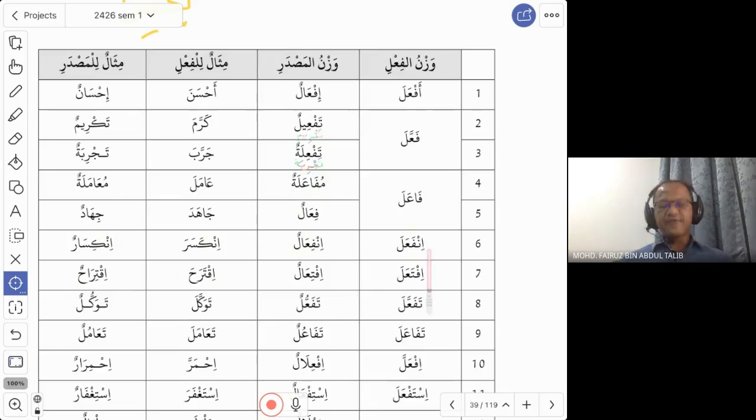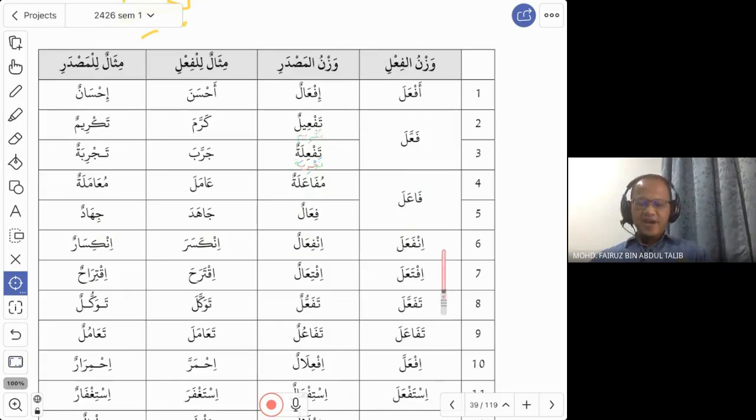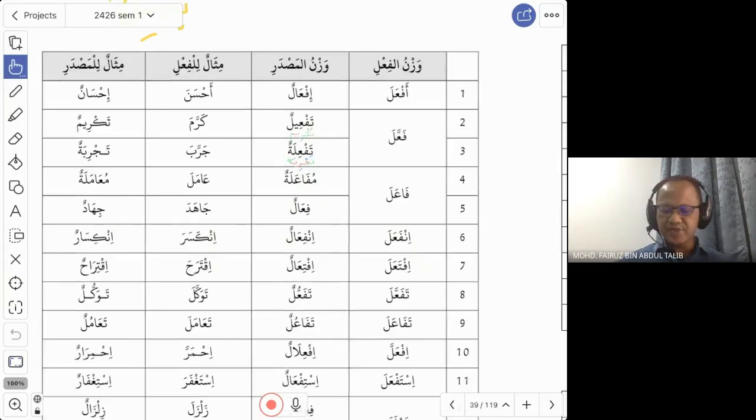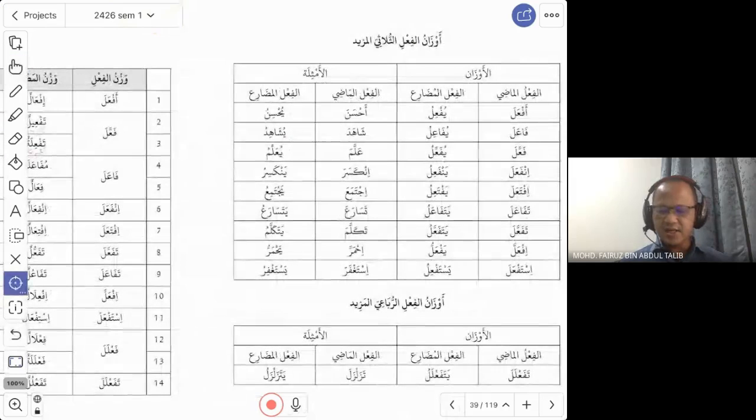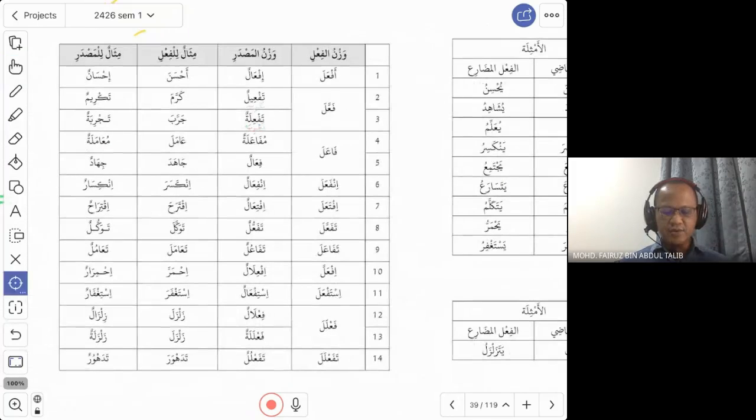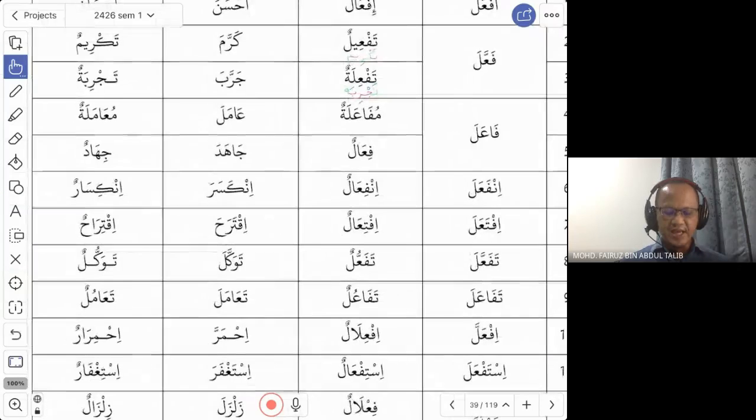Next, we go to the next fi'il, in fa'ala, where you have alif and noon as the additional letters. The mudari for in fa'ala, refer to the previous one: in fa'ala yanfa'ilu. Today we add the masdar to this table. So what is the masdar for in fa'ala yanfa'ilu? In fi'al. That is the masdar, in fi'al.